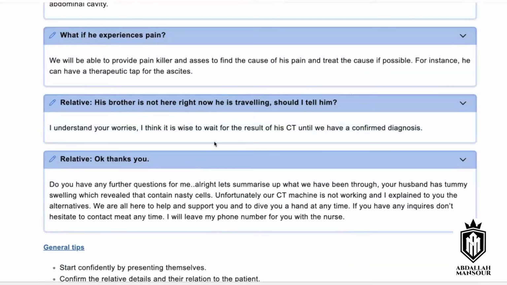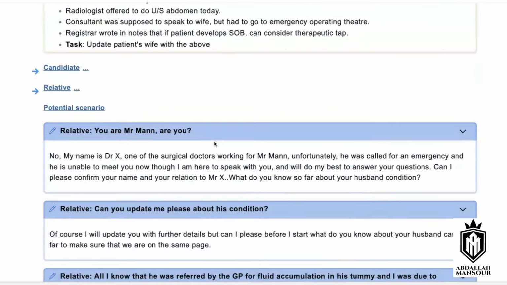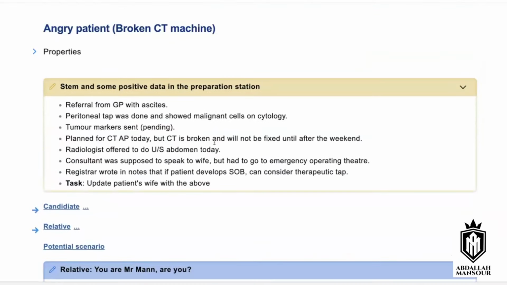The question about telling his brother to come in, I think the answer was quite okay. So you understand my worries, and you think it's wise to wait until we have the results and to make sure that it is confirmed or not confirmed. All right. Yeah. Thank you. Do you have any questions about this scenario?